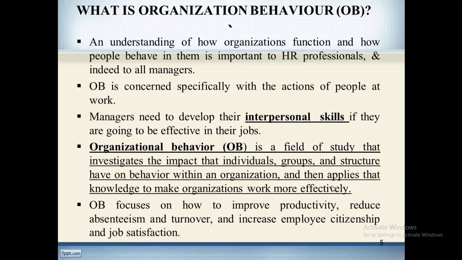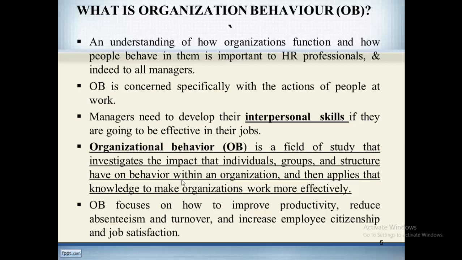It studies how the people working in the organization behave in groups or as individuals, and how that behavior can be improved at the individual level, at the group level, or as a whole at the organizational level, and uses this knowledge to achieve the objectives of the organization, to make it more productive, more efficient, more effective.